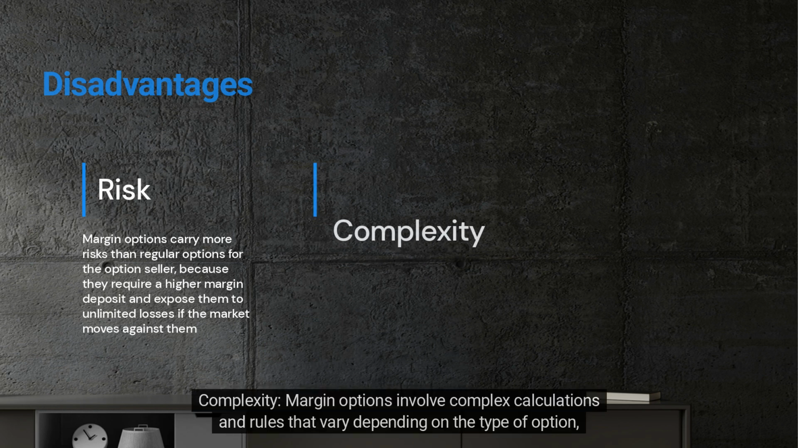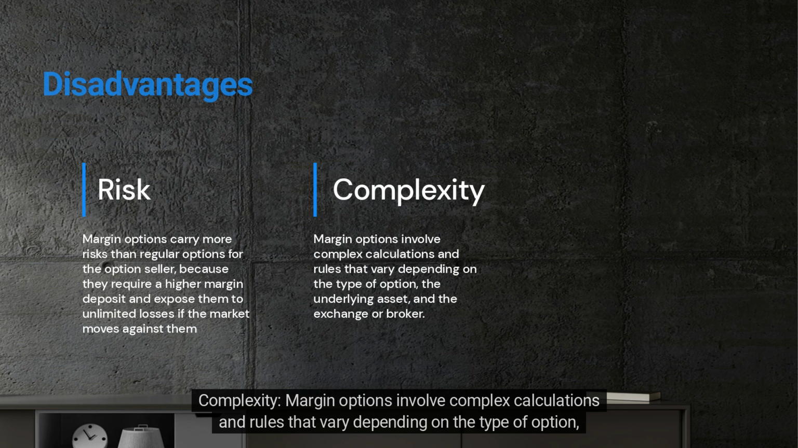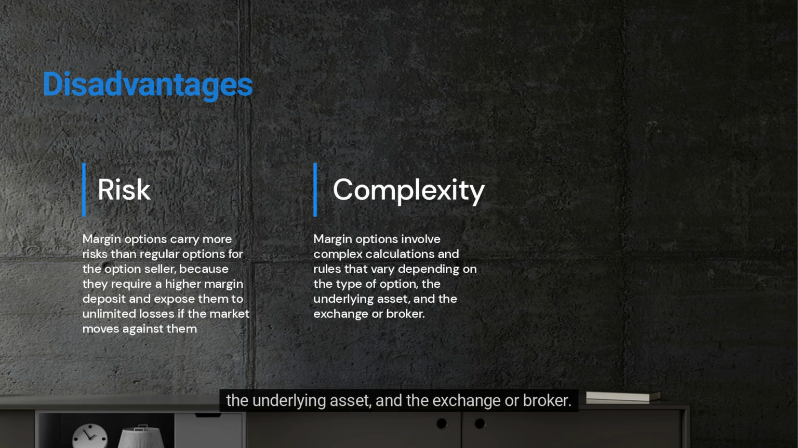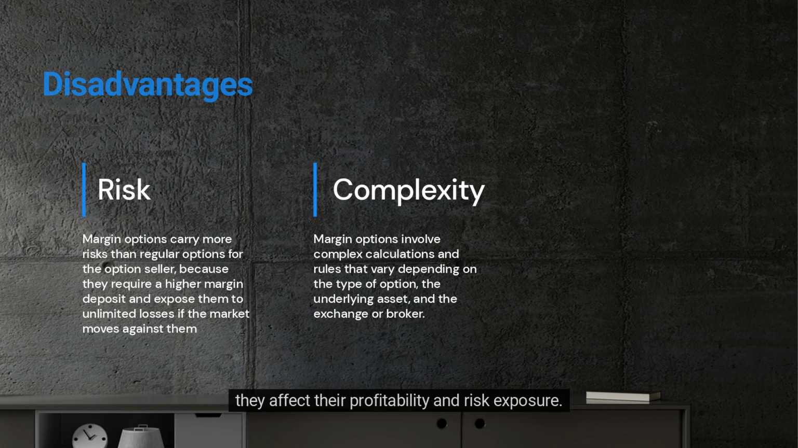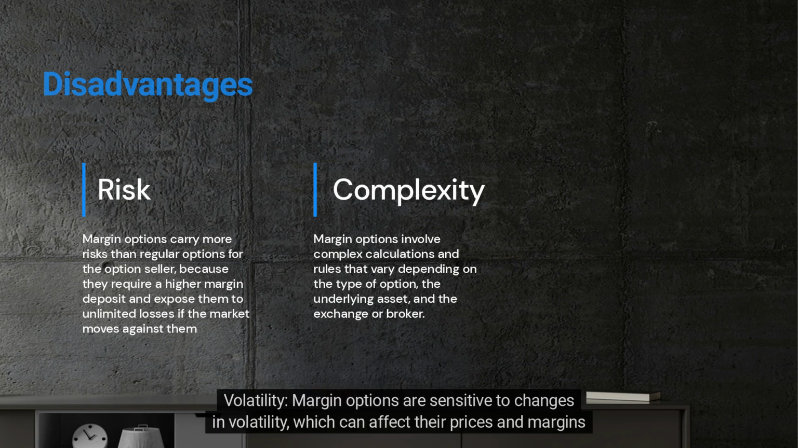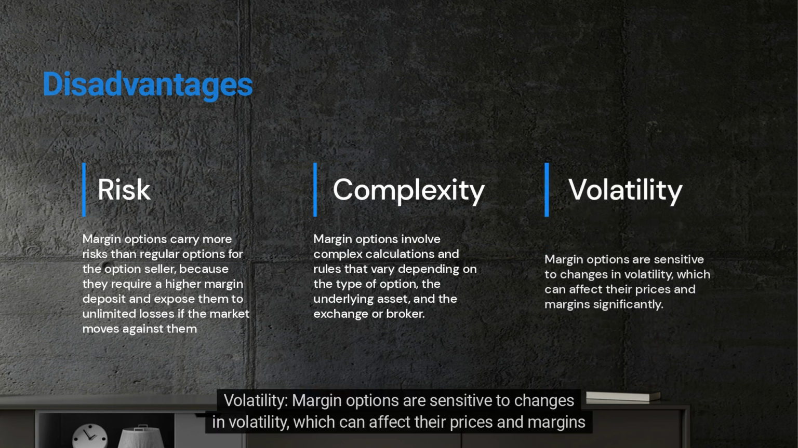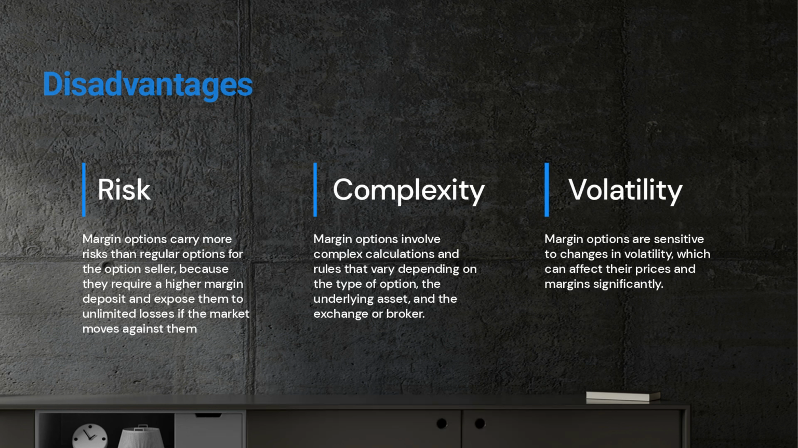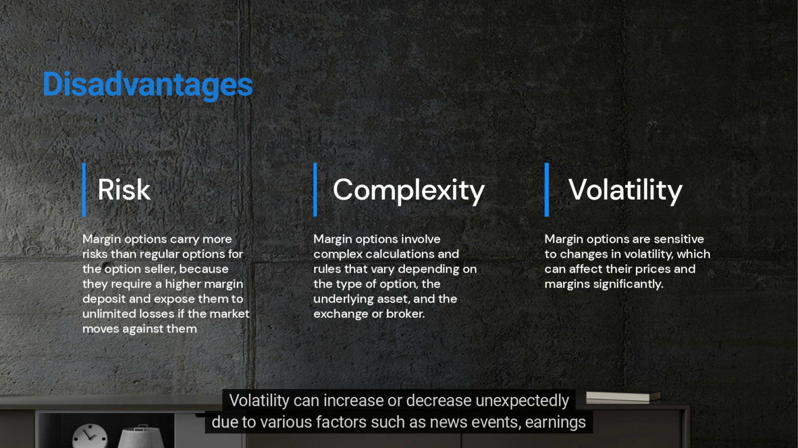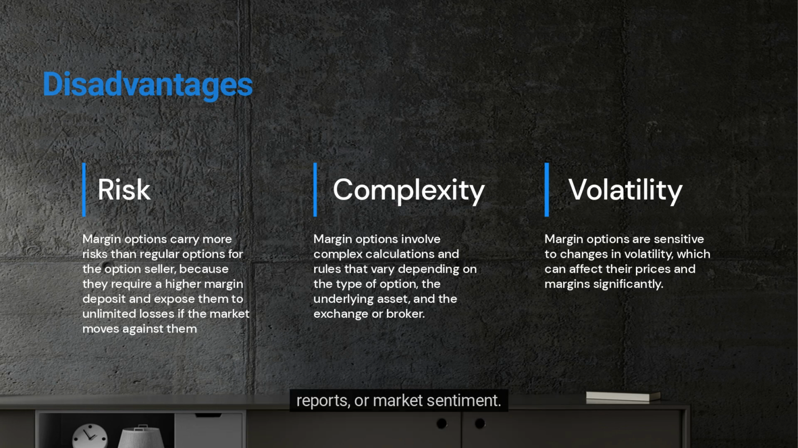Complexity. Margin options involve complex calculations and rules that vary depending on the type of option, the underlying asset, and the exchange or broker. Traders need to understand how margin requirements are determined, how they change over time, and how they affect their profitability and risk exposure. Volatility. Margin options are sensitive to changes in volatility, which can affect their prices and margins significantly. Volatility can increase or decrease unexpectedly due to various factors such as news events, earnings reports, or market sentiment.